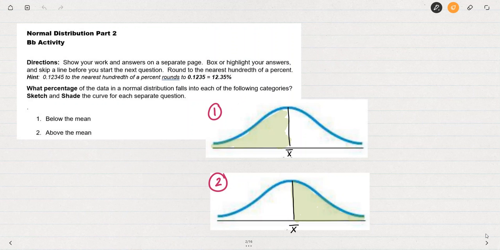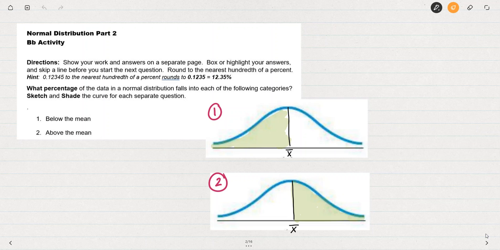Show your work and answer on a separate page. Box or highlight your answer. Skip a line before you start the next question. What I'll ask you to do is submit 2 things on Blackboard. You'll need to type in your answers. That's one part. And the other thing you'll need to do is scan and submit your written work for this set of problems. Each one of the problems should have a sketch that's shaded and an answer that has a box drawn around it. Here's how you could approach the first 2 questions.